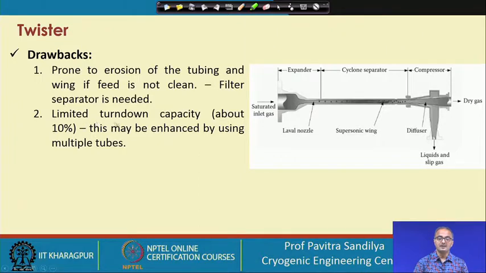And they have limited turn down capacity, and that is about 10%. Turn down capacity, as we know, is the ratio of the minimum to maximum flow rate. That means it gives us an idea about the flexibility of the process, that is, the range within which one particular system can be used. In this case it is about 10%, and this may be enhanced by using multiple twisted tubes. So these are the advantages and the limitations of the twisted tubes.